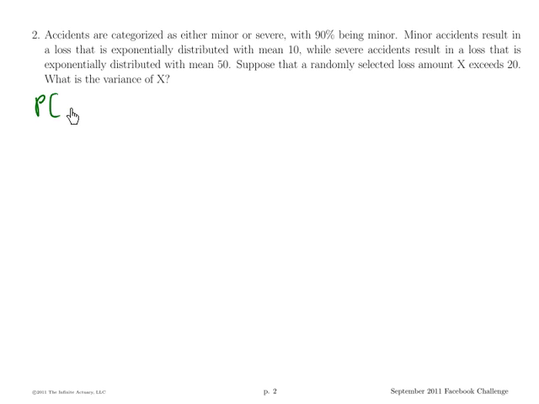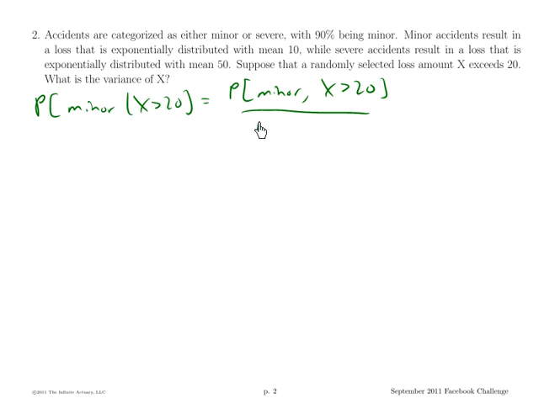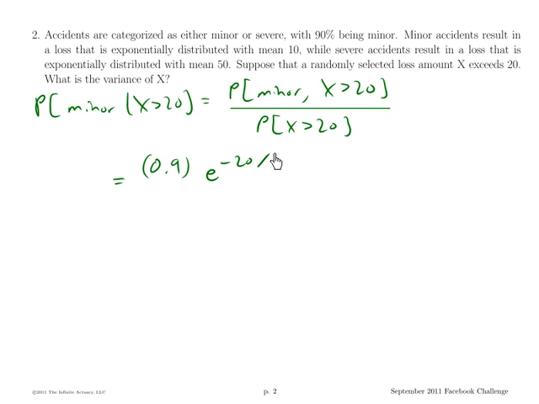I want the probability I have a minor accident given that x is greater than 20. And again, I'm just going to use Bayes' theorem. That's the probability that I have a minor accident and that minor accident then exceeds 20, divided by the probability of my loss amount being greater than 20. What is my numerator? There's a 90% chance of a loss being minor. What's the probability of a minor accident being greater than 20? Well, the chance of an exponential random variable being bigger than something is e to the negative something, in this case 20, divided by our mean.